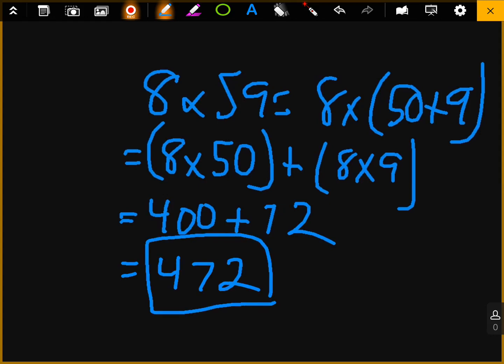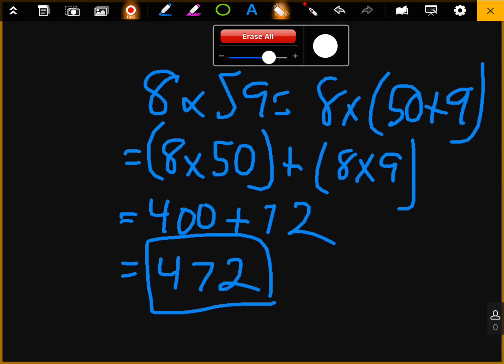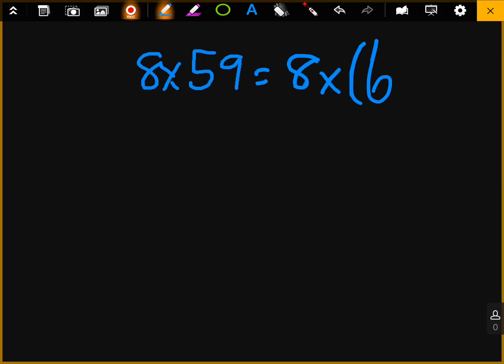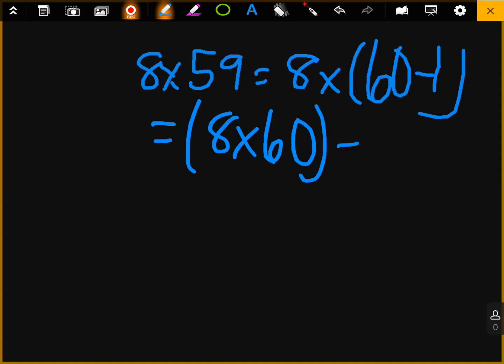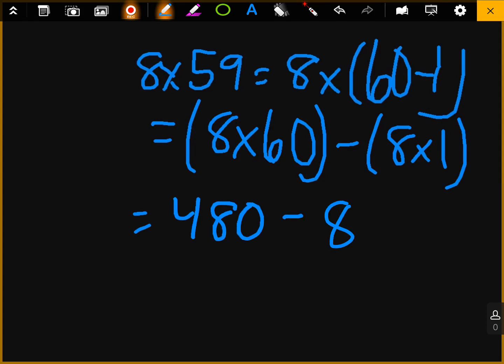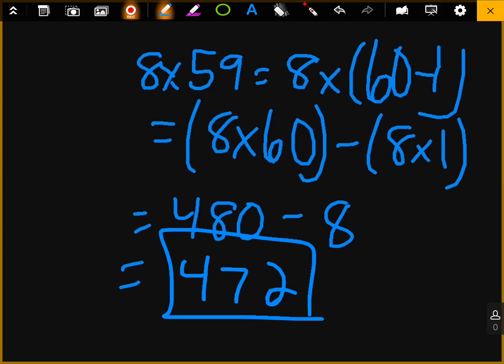You could also say, write this down. I'm going to write something new, so pause that and write it down. You could also say 8 times 59 is the same as 8 times 60 minus 1. Then I know 8 times 60 minus 8 times 1. 8 times 60 is 480. 8 times 1 is 8. 480 minus 8 is 472. Look at that. I got the same exact answer as before. So that's how we use distributive property.